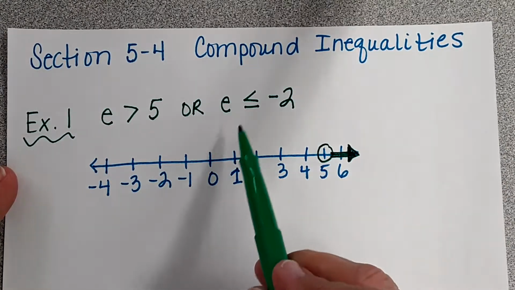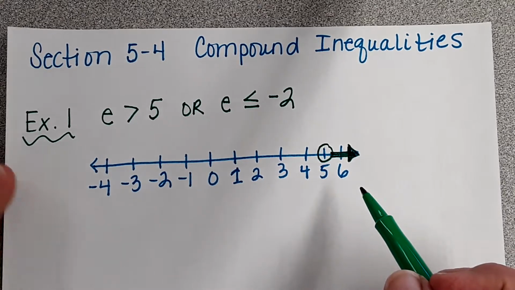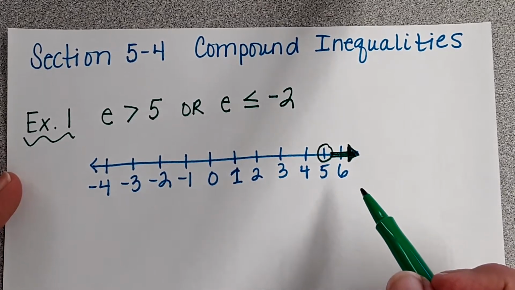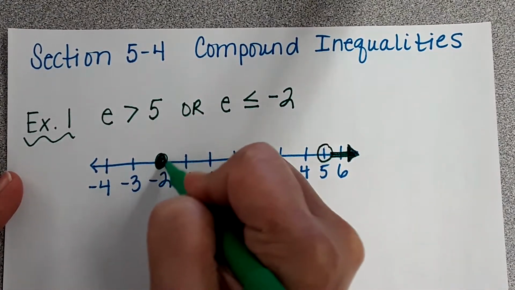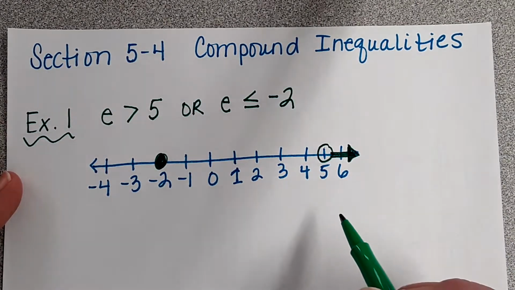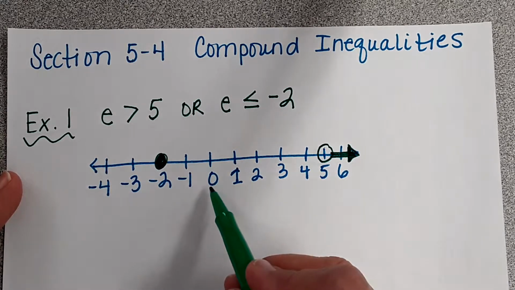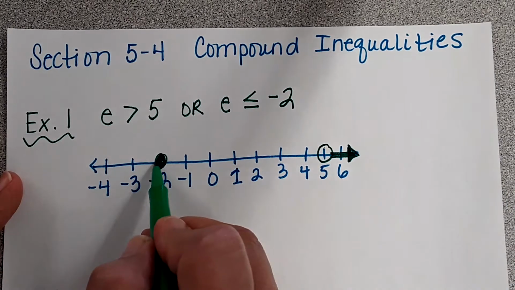Now we're going to graph E is less than or equal to -2. Is it an empty circle or a full circle? Do we want numbers less than or greater than -2? So do we want to shade where the 0 is or where the -4 is? -4. So we're going to shade this way.